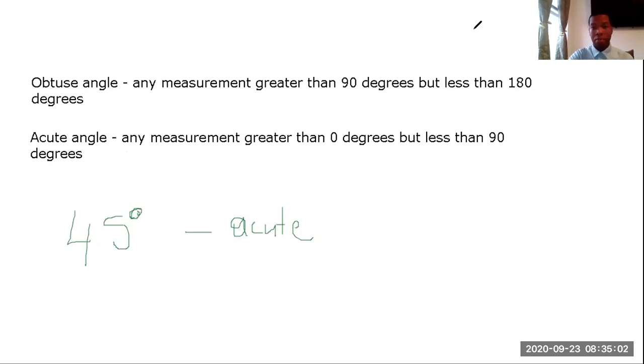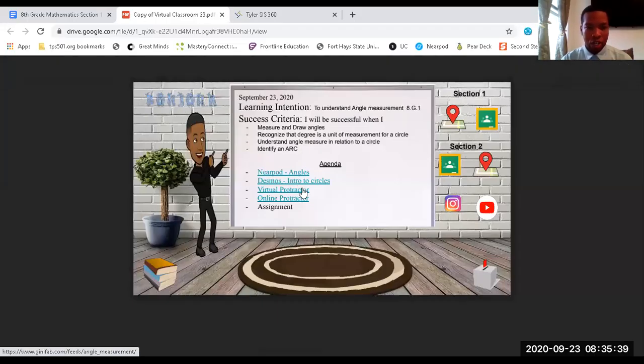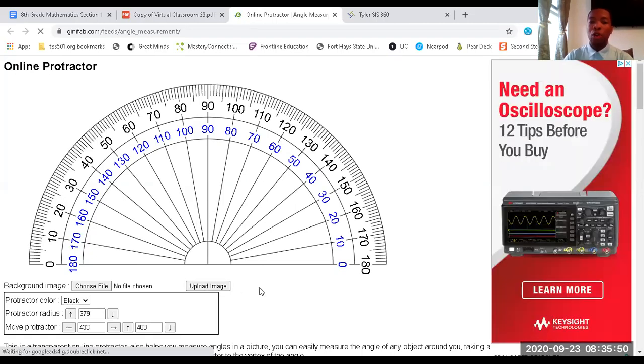All right, so that's just like an introduction to all of this that we're doing. Again, we would be using a protractor in the classroom to figure out the measurement of the angle. When I say protractor, this is what I'm talking about. So I found this tool online that we can use. There are 2 of them. There's the virtual protractor, and this is what a protractor looks like. What you would do is upload an image, choose the file, and then once you upload the image, you're going to be able to measure with the protractor.